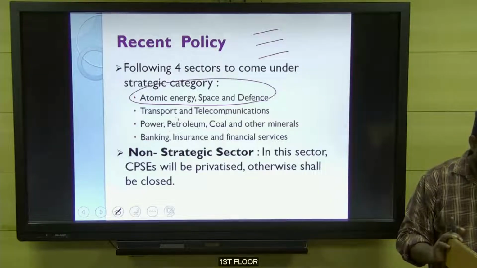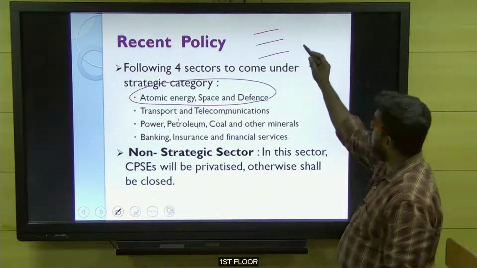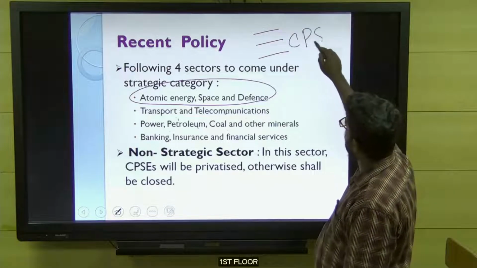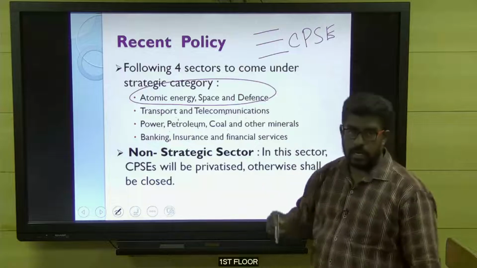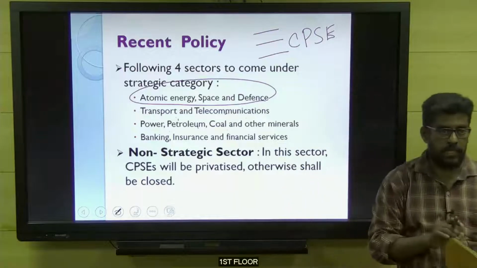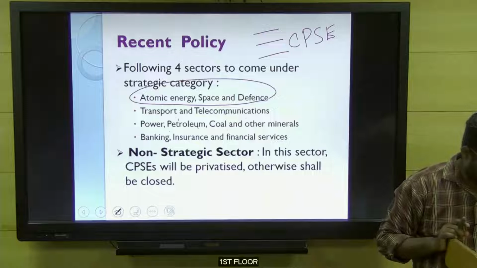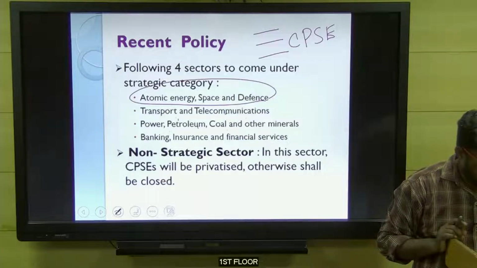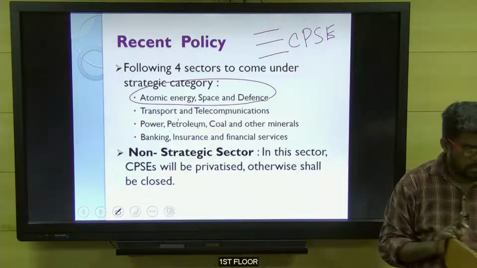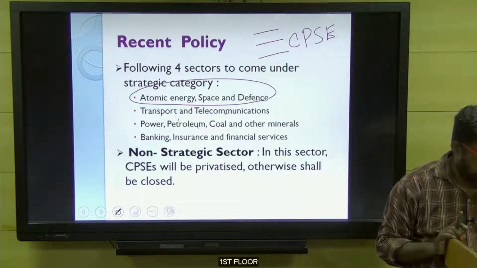Then Ashwin's doubt, CPSC. CPSC means Central Public Sector Enterprises. Central Public Sector Enterprises, CPSC. Central Public Sector Enterprises, Sivapriya and Ashwin. SPSC means State Public Sector.